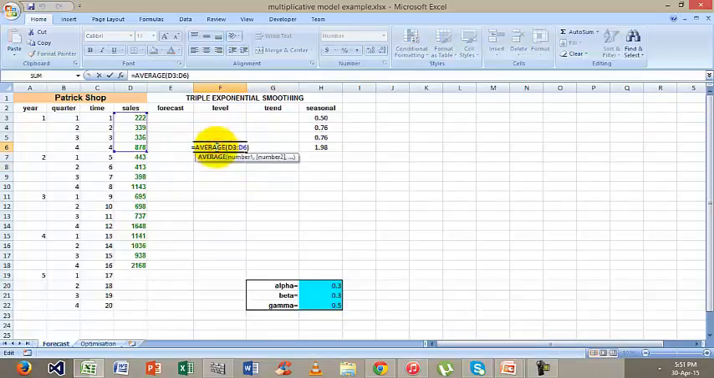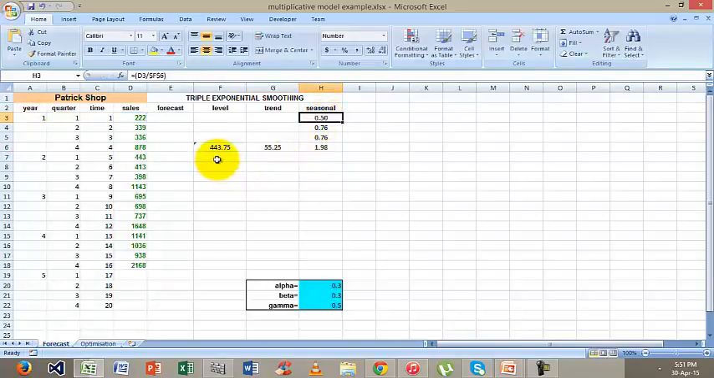Level is the average of the sales in year 1. Trend is the difference between the sales in the first quarter of year 2 and year 1, divided by the period, which is 4. Seasonal is the actual sales divided by our level. Now we have to find the level, trend, and seasonal data at time 5.